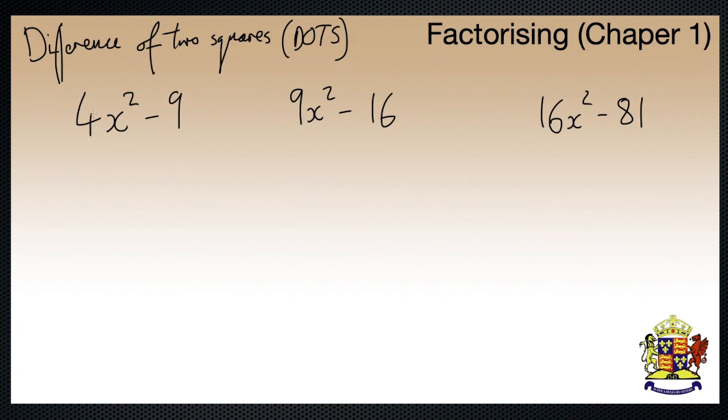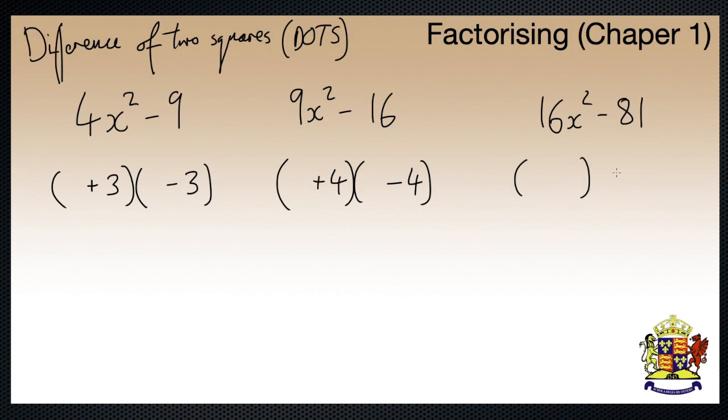Now, I think the best way of doing this type of question, as long as you recognise it is difference of 2 squares, which is the first challenge, is to simply look at the last number and write that in. So square root of 9 is 3, so 3 and 3. We know for difference of 2 squares we must have 2 different signs. For 16, it's going to be 4, so it's going to be plus 4 and minus 4. For 81, it's going to be 9 and 9, plus 9, minus 9. And then we look at the first number. The square root of the first number is 2, so it's going to be 2x plus 3, 2x minus 3. 9x squared is going to become 3x plus 4, 3x minus 4. 16x squared is going to become 4x, so it's 4x plus 9, 4x minus 9. Okay.